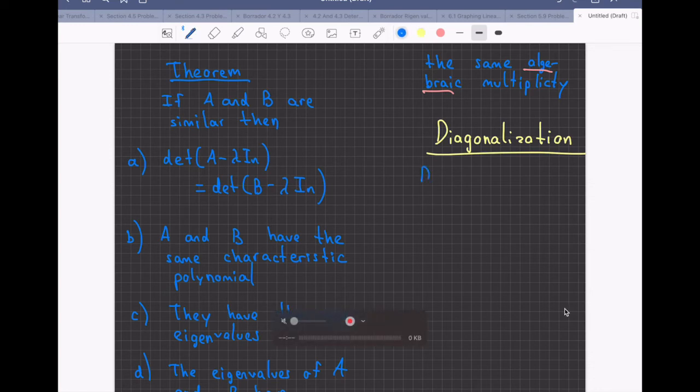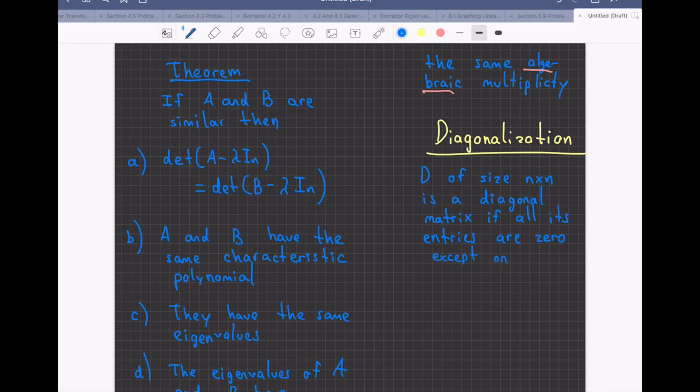All right, new definition. D of size n by n is a diagonal matrix if all its entries are 0, except on its main diagonal. So a diagonal matrix is a square matrix, of course, but it has only zeros outside the main diagonal. For example, 5, 0, 0, and 6. I mean, all the numbers are 0 except the ones in the main diagonal.